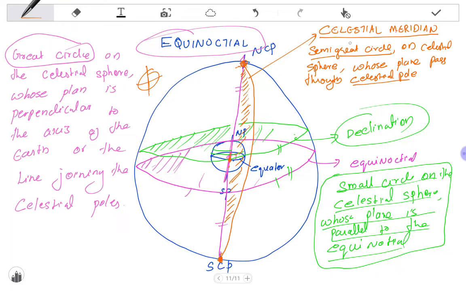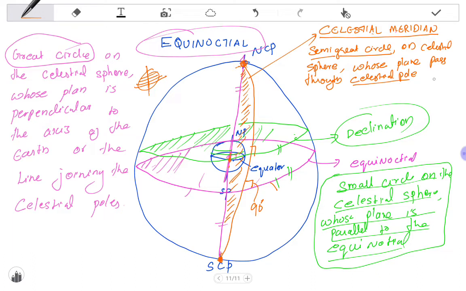An important thing: the Earth's longitude is perpendicular to the equator, right? So similarly, the celestial meridian also has to be perpendicular to the equinoctial. This is our equinoctial, this is the celestial meridian. So it must be perpendicular, 90 degrees to the equinoctial and to all the declination circles. The longitude on Earth is perpendicular to the equator and latitudes, right? Similarly, this celestial meridian must be perpendicular to the equinoctial and all the declination circles.